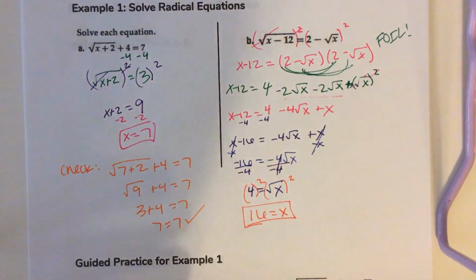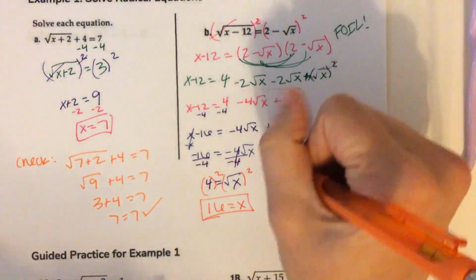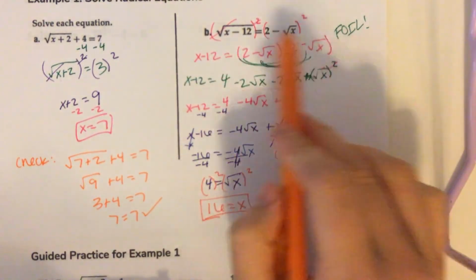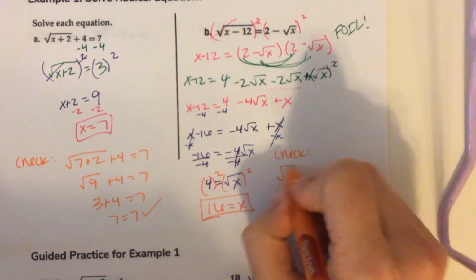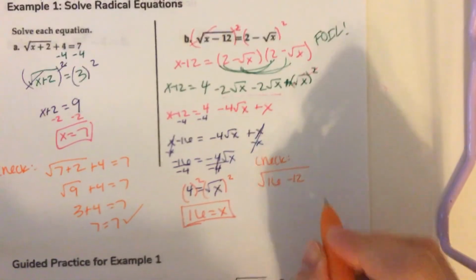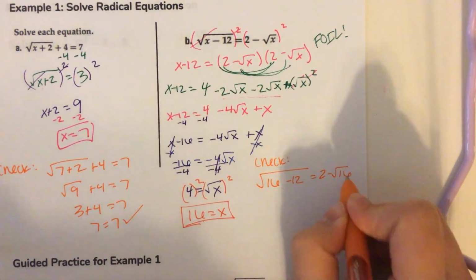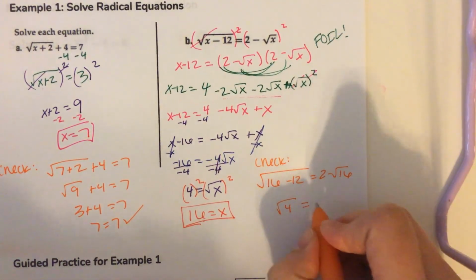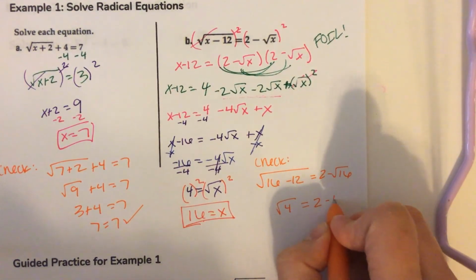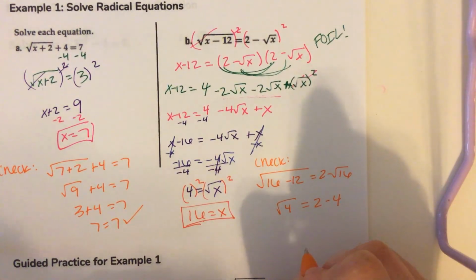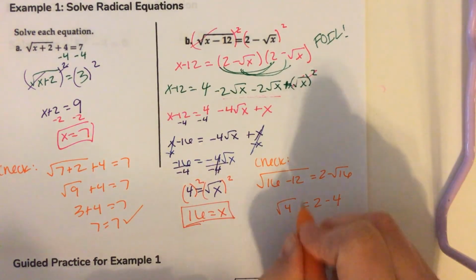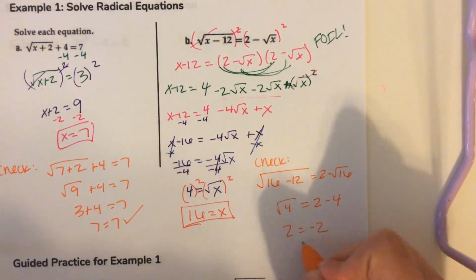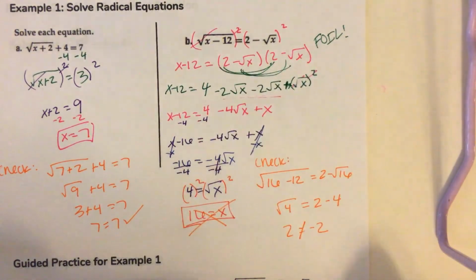So I'm not done yet though, because I still need to check my answer. So I'm going to come over here and check my answer. I'm just going to plug 16 in for everywhere I see an x. There's 2 this time, so you got to be careful with that. So we have 16 minus 12 equals 2 minus the square root of 16. 16 minus 12, that gives me 4. Square root of 4, 2 minus square root of 16 is still just 4. So then looking at this over here, square root of 4 is 2, 2 minus 4 is negative 2. That is not true. So that is not a solution.